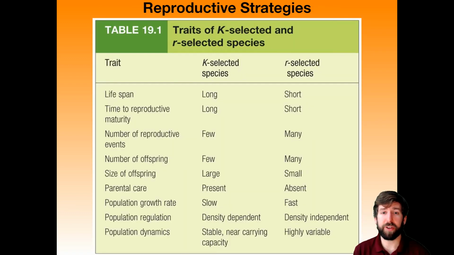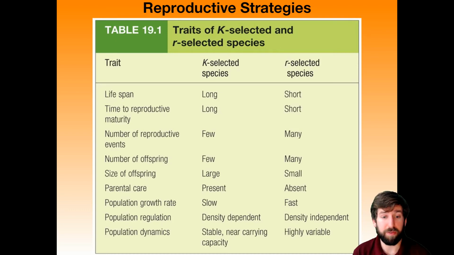Looking at some of the traits between the K and R selected species shows that they are very much opposite of each other. Lifespan: K selected species are long-lived, R selected species are short-lived. Time to reproductive maturity: how old do they have to be before they can reproduce? K selected species, a long time. R selected species, a very short time.